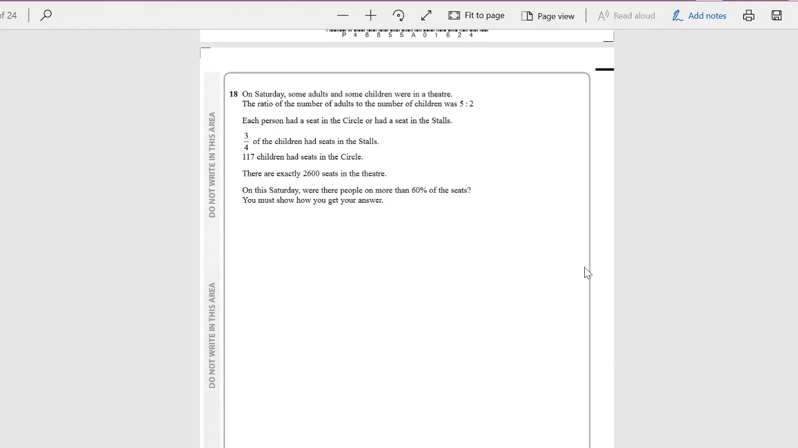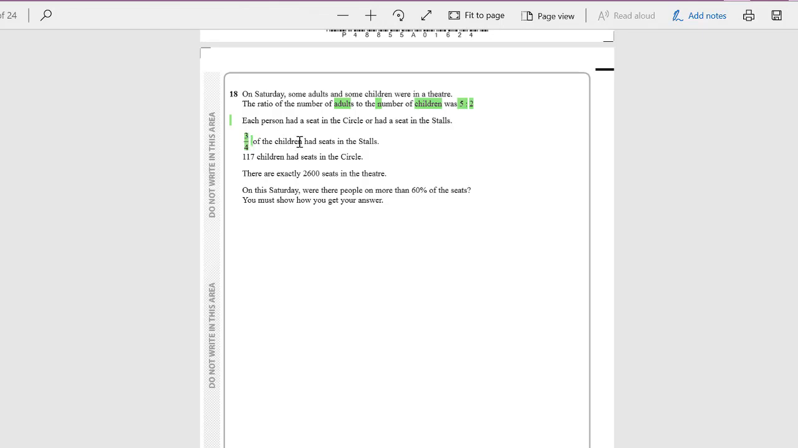So question 18. It says, on Saturday some adults and some children were in the theatre. I'm going to start highlighting things. There's a lot of stuff here to be read. The ratio of the number of adults to children was 5:2, and each person had a seat in the circle or had a seat in the stalls.